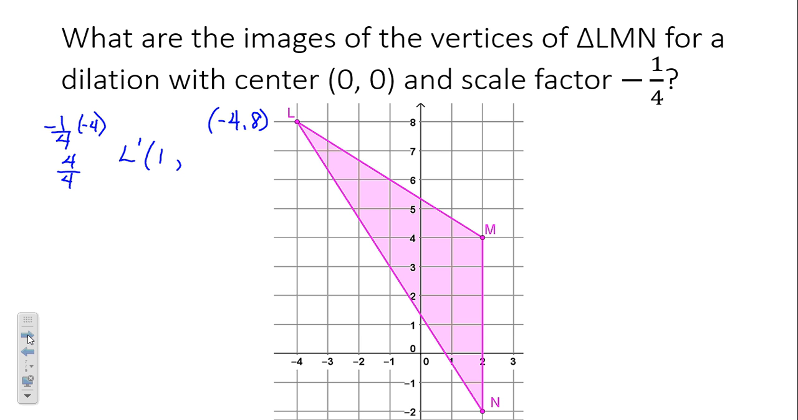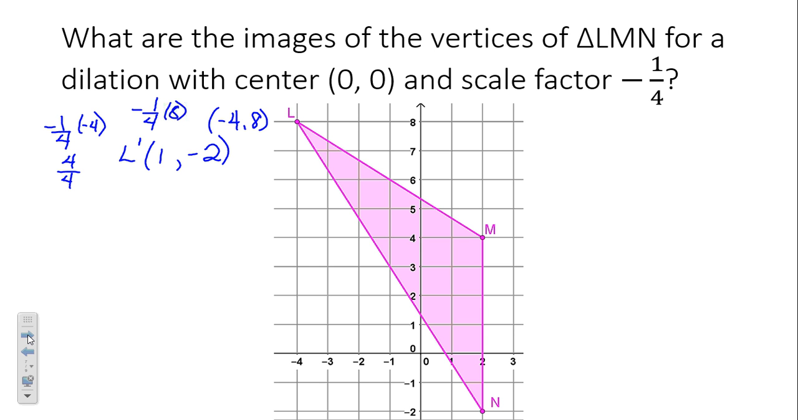Dawson, what is negative 1/4 times 8? Negative 1 times 8 is? Negative 2. Okay? So your new L prime is at 1, negative 2. We're making it a lot smaller. Okay? All right, so that's L prime.